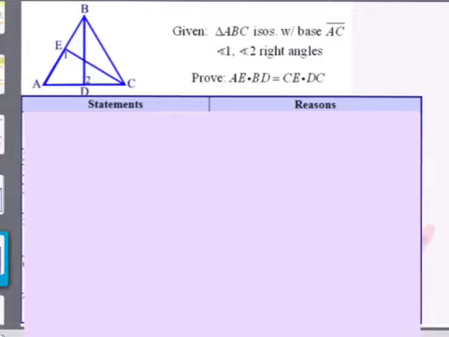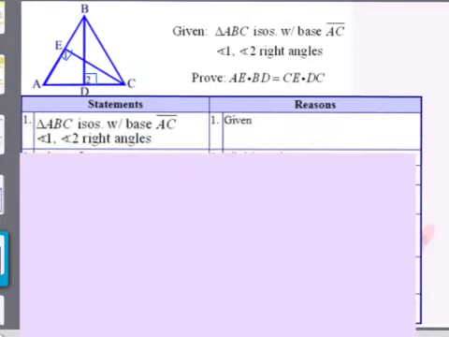Here we have the given statements. Triangle ABC is isosceles, and the base is AC, which is important to know so we know which sides to say are congruent or which angles to say are congruent. And angle 1 and angle 2 are right angles. So this is a right angle and this is a right angle. Our first statement is just going to be the givens.